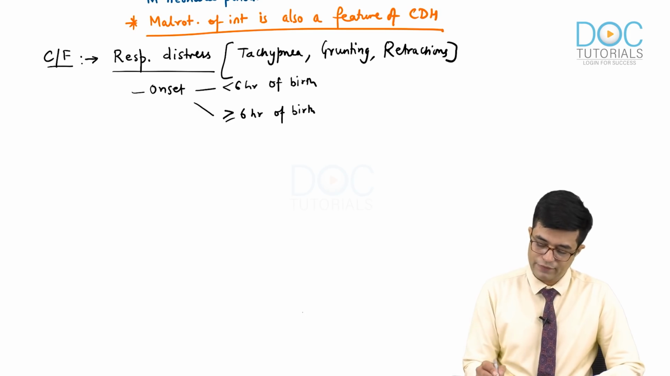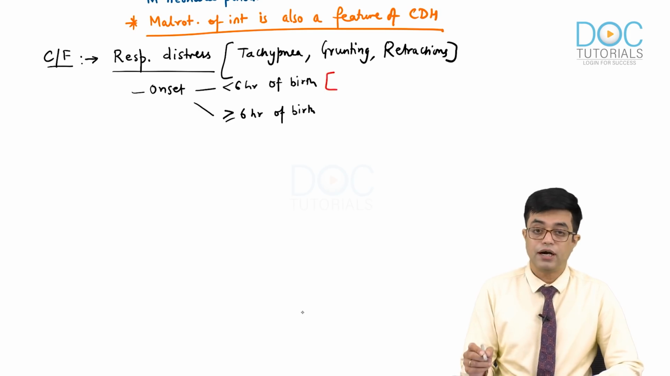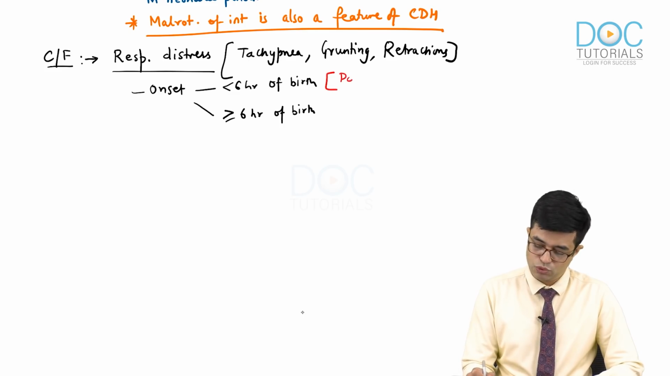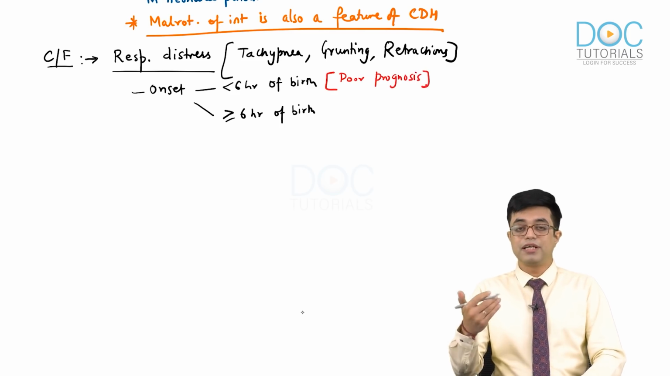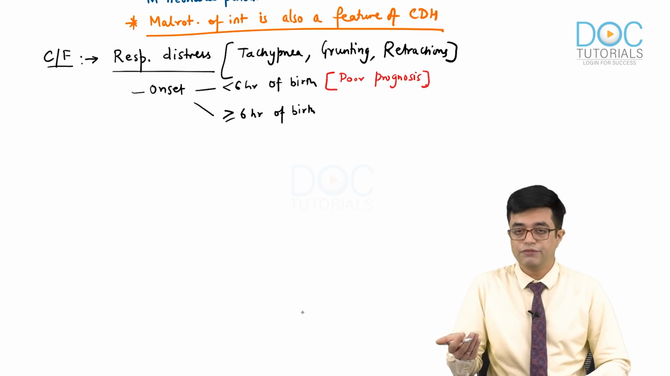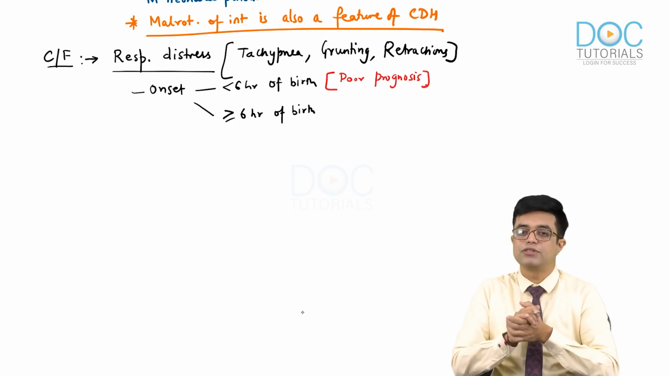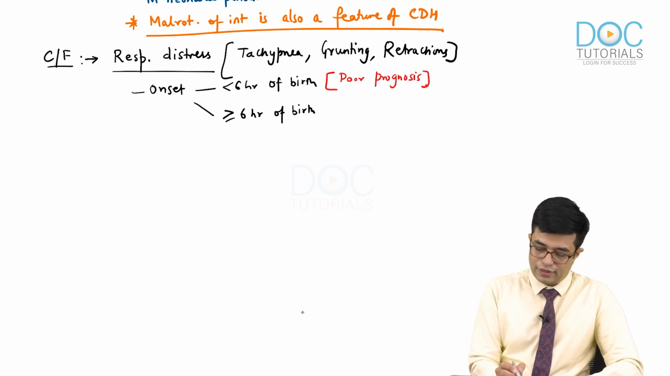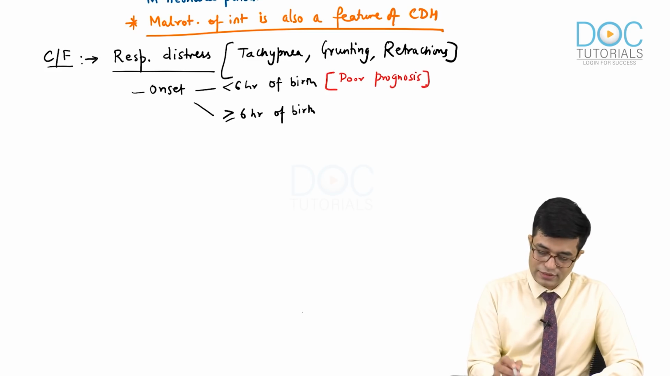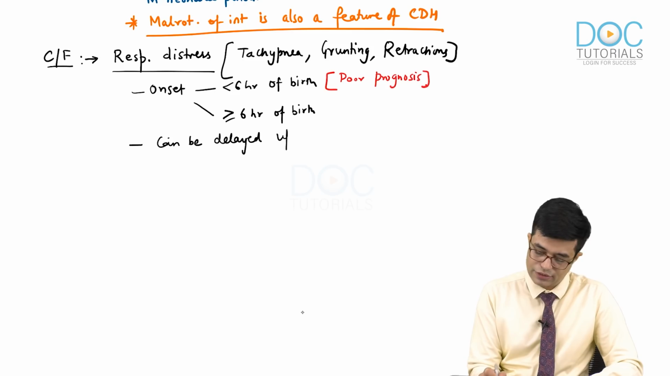Usually children who have onset within 6 hours of birth are found to have a relatively poor prognosis. It means that the hypoplasia and pulmonary hypertension were so severe that the child was unable to compensate even for the first 6 hours of life. So, it usually carries a poor prognosis. However, respiratory distress can be delayed up to 48 hours of birth in some patients.